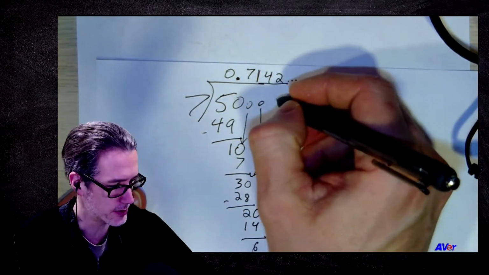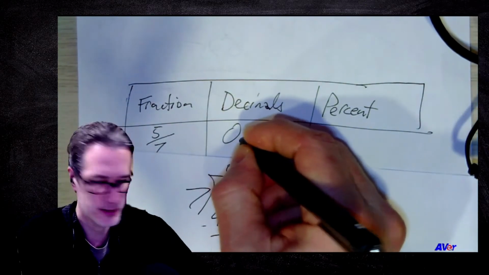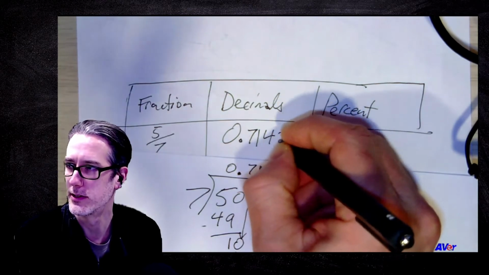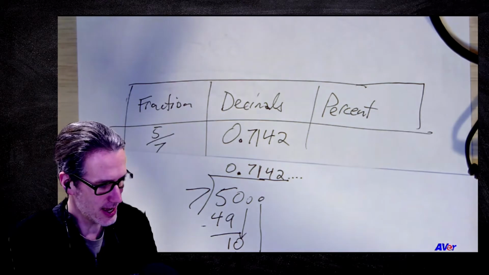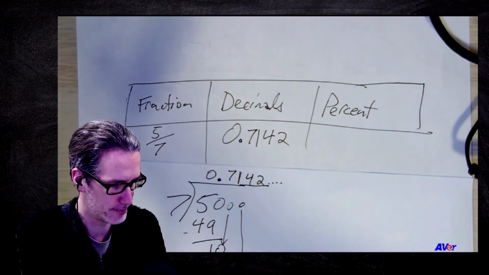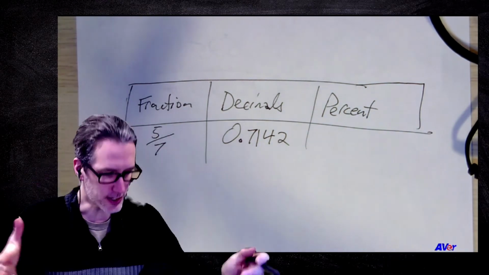Okay, so my decimal would be 0.7142. There we go. You can see the delay on the camera. So that is that. I simply divide the top by the bottom, numerator divided by denominator.